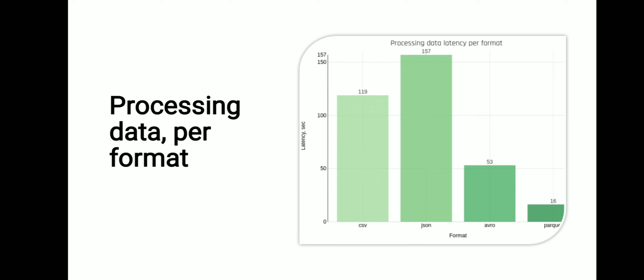Now processing data per format. This test is using a time column filtering function in order to test the processing data latency per format. Even in this case you can see that PARQUET is the winner, because you have to understand that every format is designed to handle certain types of data, and some of them have huge coverage, meaning they are optimized for a lot of data types, and they can handle and work faster.